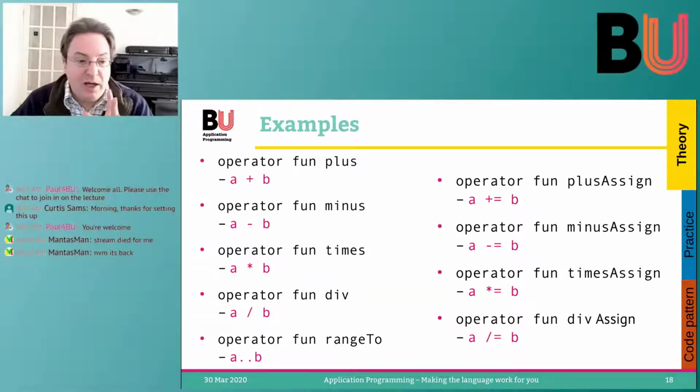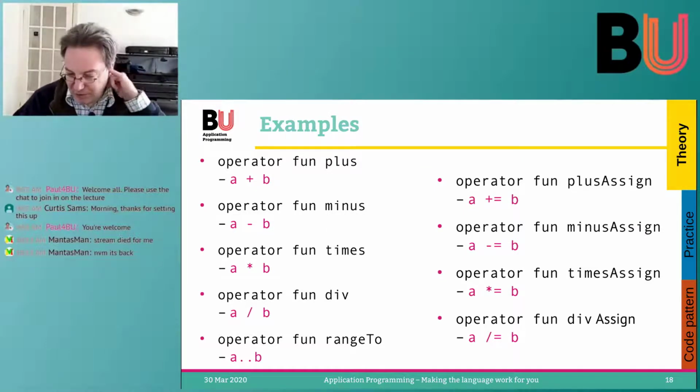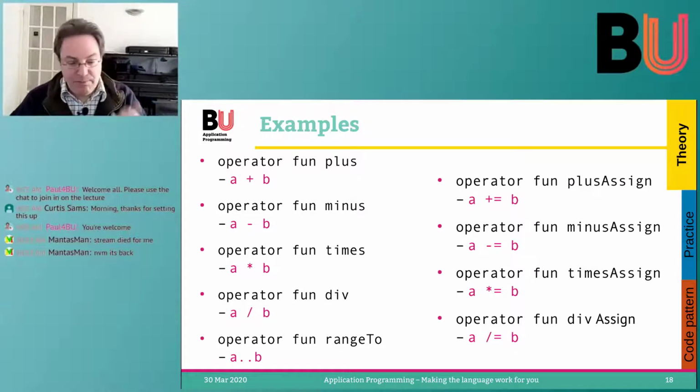What does this look like? For example, you have the operator function plus, that's addition, minus for subtraction, times for multiplication, div for division, and dot dot, which is the rangeTo function. So if you have a range, that's how you create that. If you want to make your own custom range, you implement that, and then you can use the dot dot.